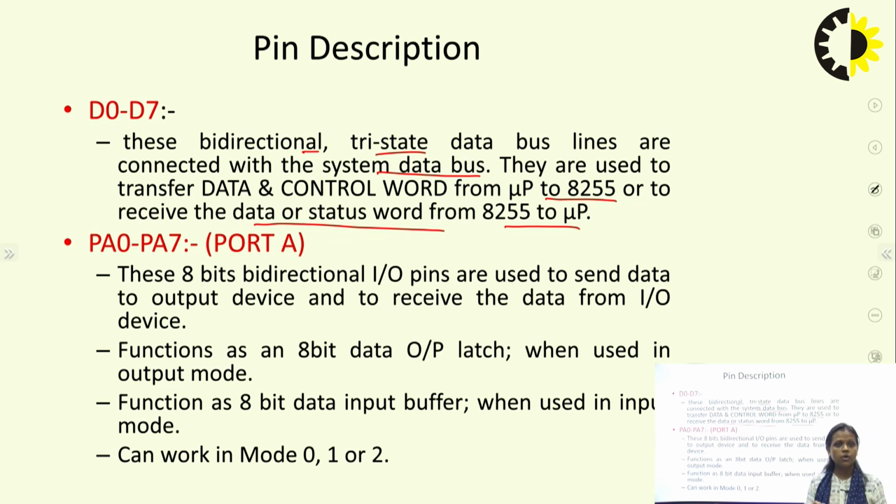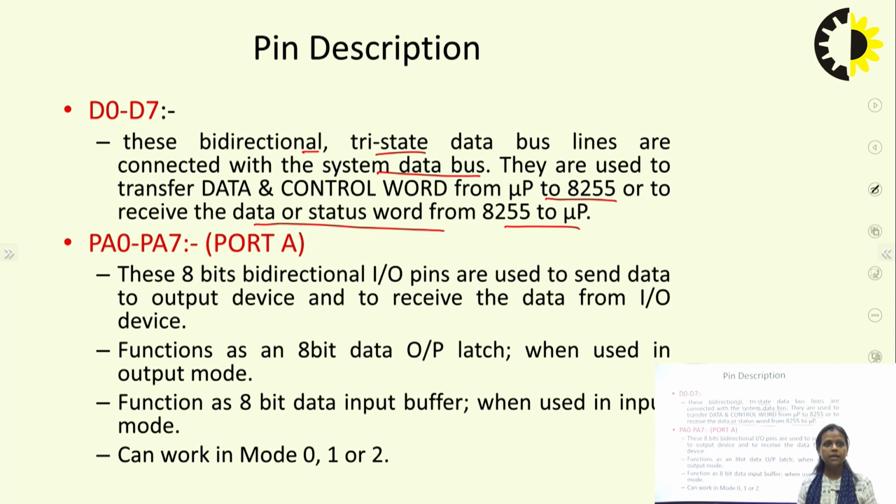If the microprocessor wants to know the status of 8255, like in which mode 8255 is working, it can ask for the status word. The status word will be provided by the 8255. And the control word means the microprocessor wants 8255 to work in a particular mode, suppose the microprocessor wants 8255 to work in BSR mode.